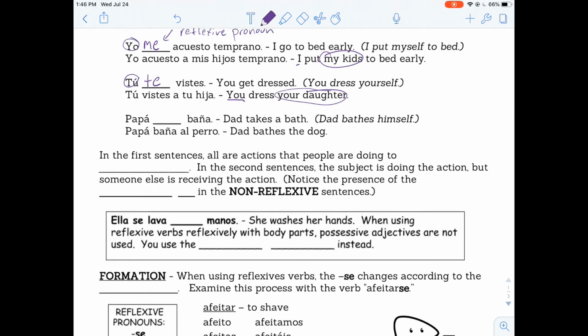Papá blank baña. Dad takes a bath. That blank is going to be se, based on my subject, papá. Papá se baña. Dad takes a bath, or Dad bathes himself. Dad is doing the action, and Dad is receiving the action. Papá baña al perro. Dad bathes the dog. Dad is doing the action, but the dog is receiving the action. So since the person doing the action is not receiving the action, it's not going to be a reflexive verb, and we don't use the reflexive pronoun.